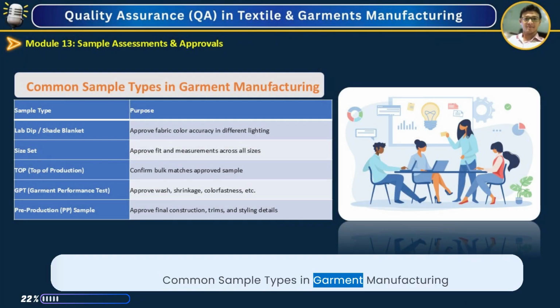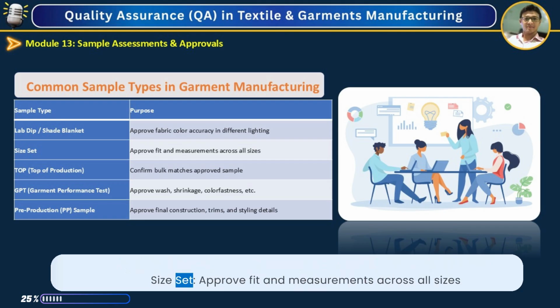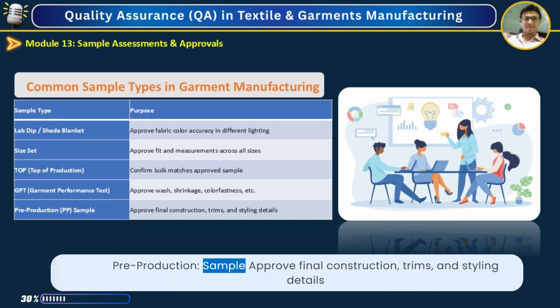Common sample types in garment manufacturing. Sample type and purpose. Lab dip and shade blanket: approve fabric color accuracy in different lighting. Size set: approve fit and measurements across all sizes. Top of production: confirm bulk matches approved sample. GPT: approve wash, shrinkage, color fastness, etc. Pre-production sample: approve final construction, trims, and styling details.